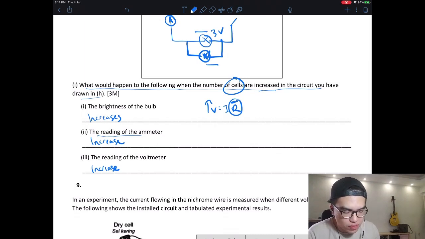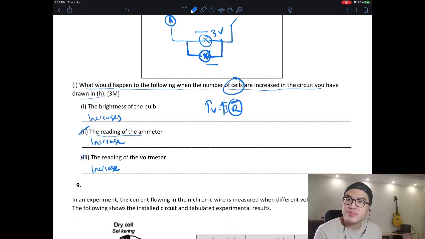So when my V increases, of course my I will increase, which means number 2 and number 3 will increase. I hope I'm not confusing you. This is basic calculation.